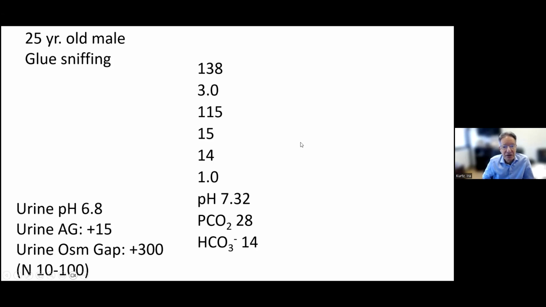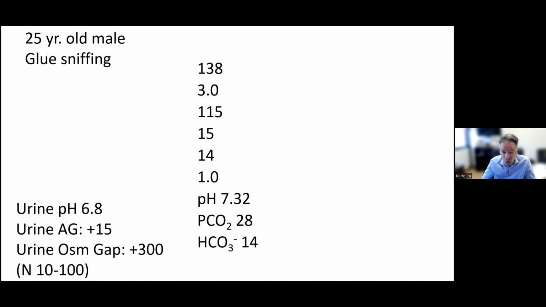Okay, here's another patient who was glue sniffing. Does anyone want to take a stab at what, again, not the cause, but the clinical cause? What is the acid-base disorder first? And again, nothing fancy here. It gets very repetitive after a while. Anyone want to take a stab? Just go through your thinking out loud.